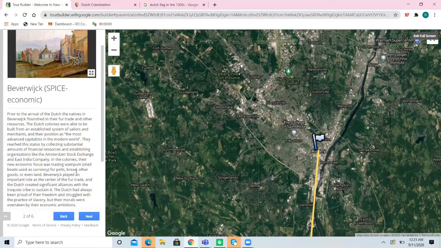The Dutch always took pride in their ideal of liberty. So at first they were against the practice of slavery, but in order to achieve their economic goals, they set aside their morals and eventually used enslaved labor. This contributed to the American norm of enslaved labor as a means of profit.